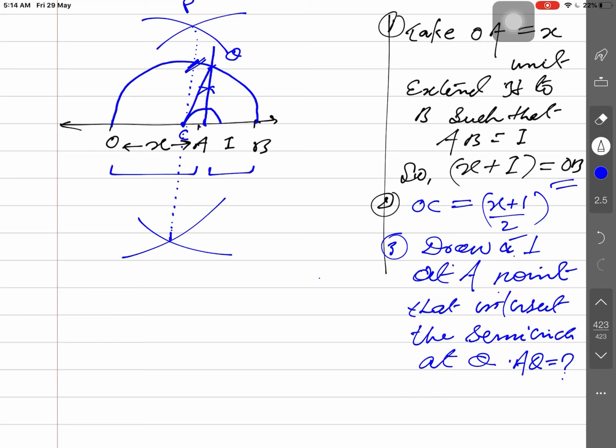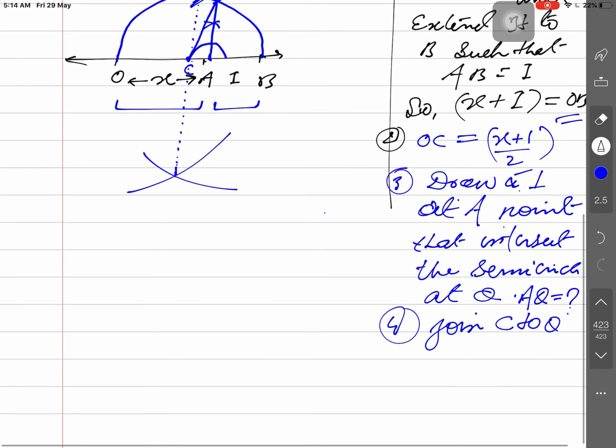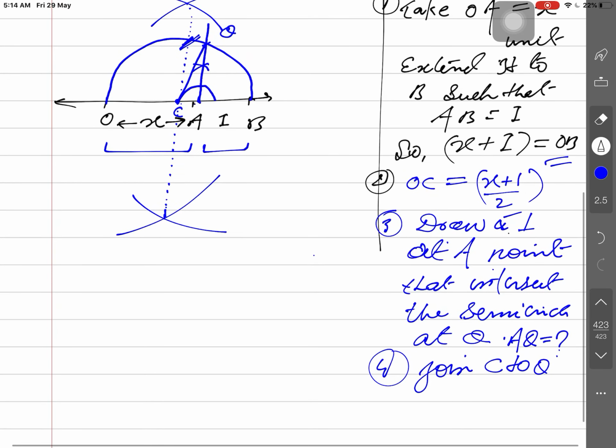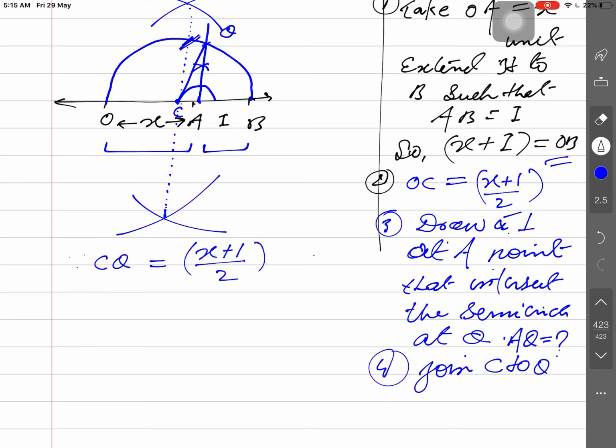Further, step 4, join C to Q. So now we have to find what CQ is. CQ is the distance of the Q point on the circumference from the center. This is x plus 1 divided by 2, exactly. And we just have to find out what C to A is. From O to C, C to A we have to find out.